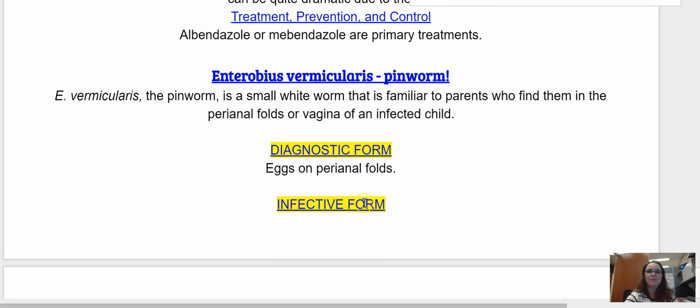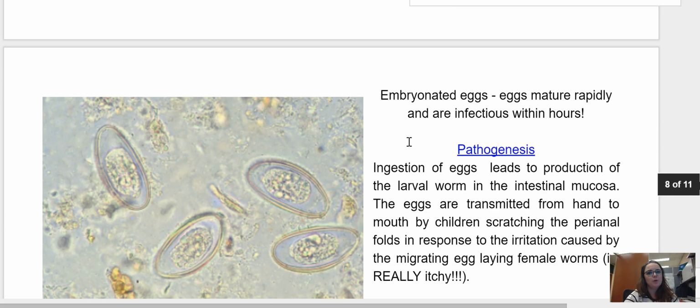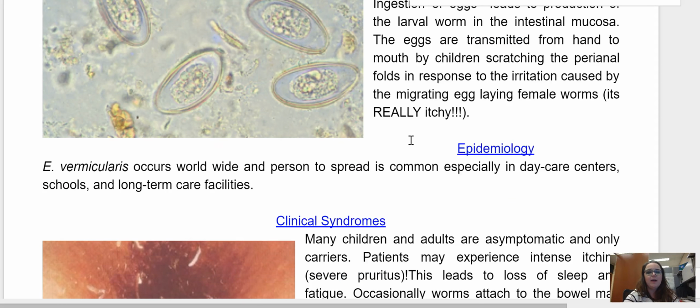You've been initiated. Okay, then we're going to move on to Entamoeba vermicularis. This is pinworm. You have to know pinworm. Everybody knows pinworm. It's a small white worm. It's really familiar to parents who find them in the perianal folds of their infected child. Parents don't often find them, but what they do find is a kid that's crying because they itch so badly. And then you go, oh no, I hope this isn't pinworm, and inevitably it is. Luckily, it's more of an annoyance than anything.